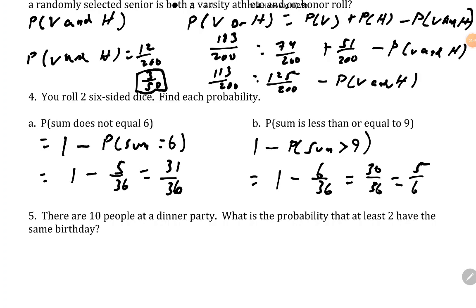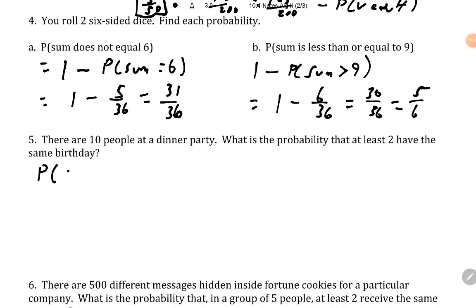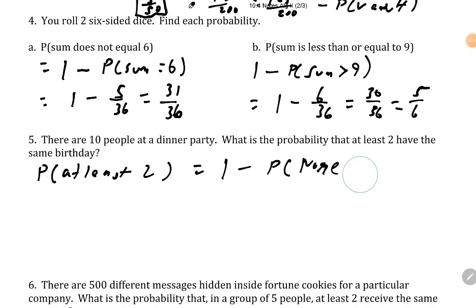There are 10 people at a dinner party. What's the probability that at least 2 have the same birthday? Okay. The probability of at least 2 having the same birthday is equal to 1 minus the probability that none have the same birthday. Because that would be easier to calculate than calculating 2 having the same birthday, 3 having the same birthday, 4, than 5, and so on. None have the same birthday.